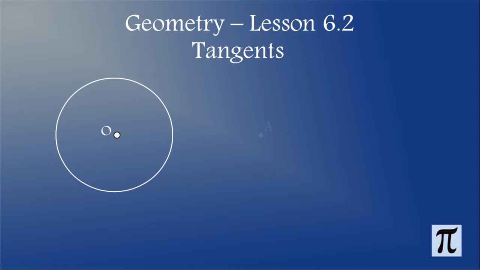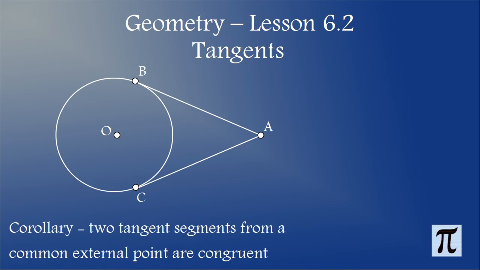Let's clean that off and add point A outside of the circle. And we'll draw two segments here, AB and AC, that are tangent to the circle. And this leads to a corollary. Two tangent segments from a common external point are congruent. So AB is congruent to AC.